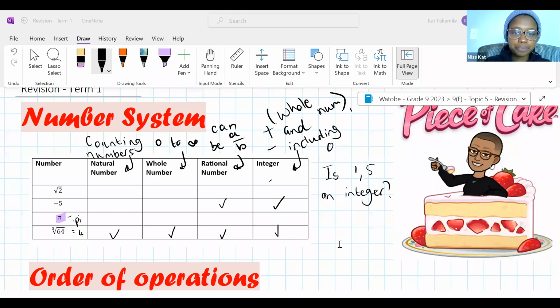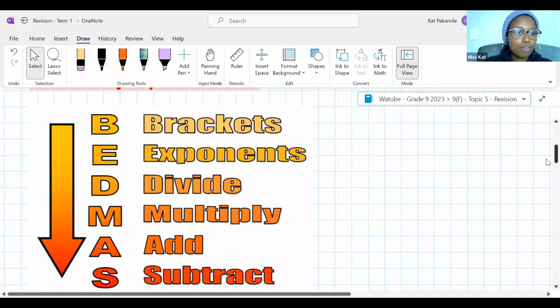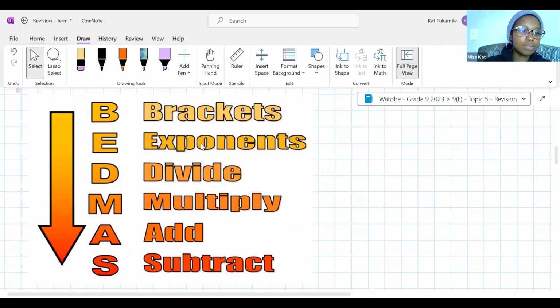Okay, that was easy peasy, lemon squeezy. Now let's talk about order of operations. This term we started with the number system, but it all has to do with the order of operations. So we started with whole numbers and then integers and then exponents, all of which can be fit into the order of operations. So at first we have brackets. So if you see anything inside brackets, i.e. 4 plus 3, you work inside the bracket first.